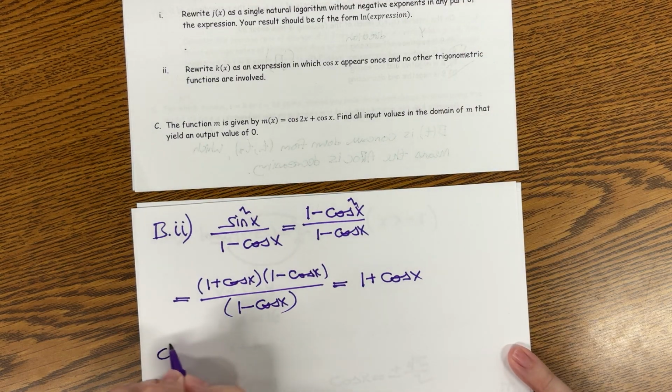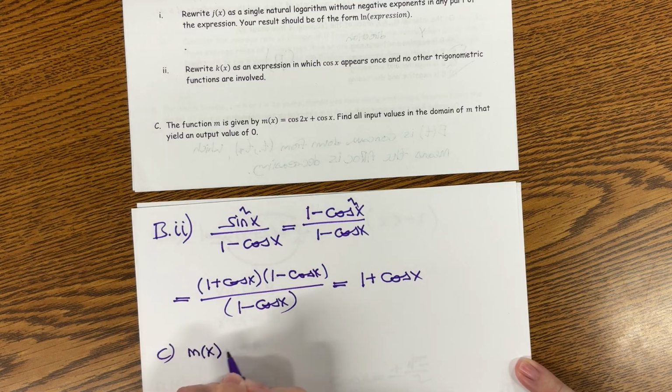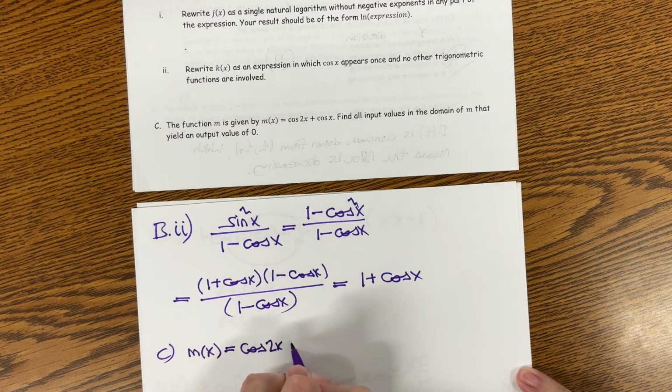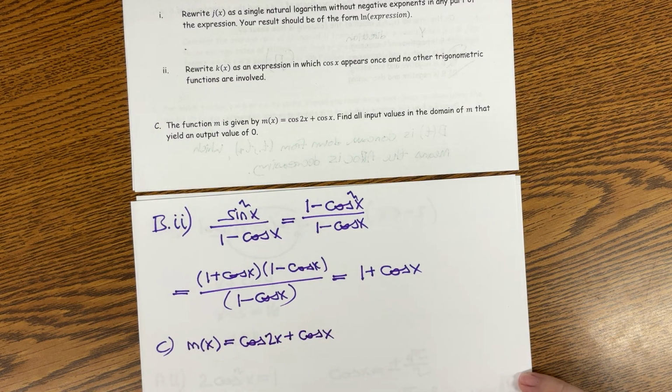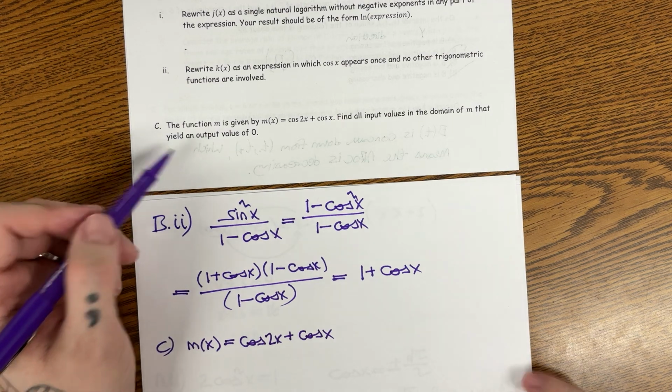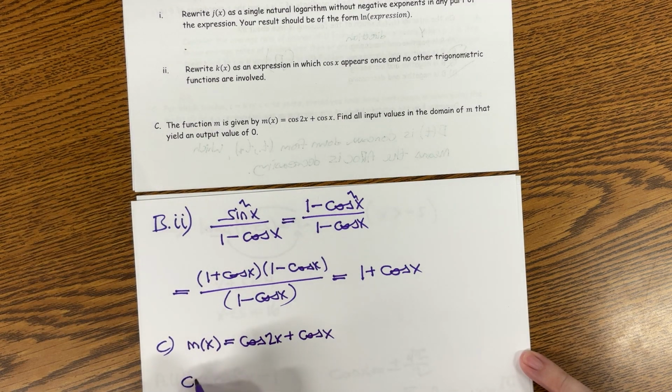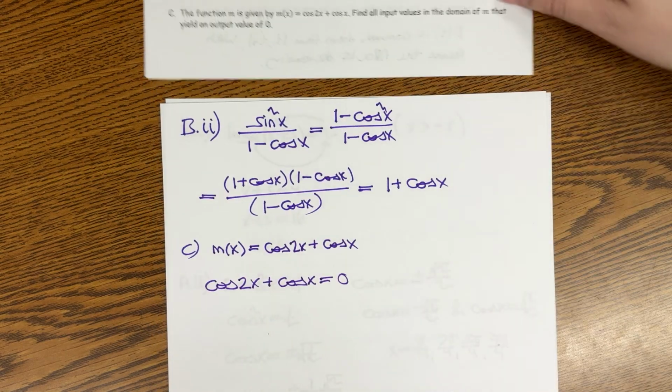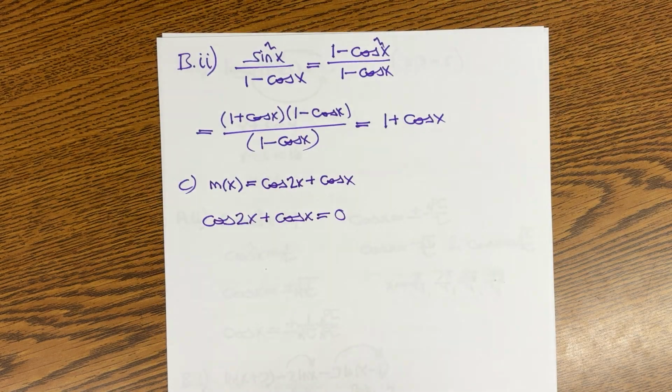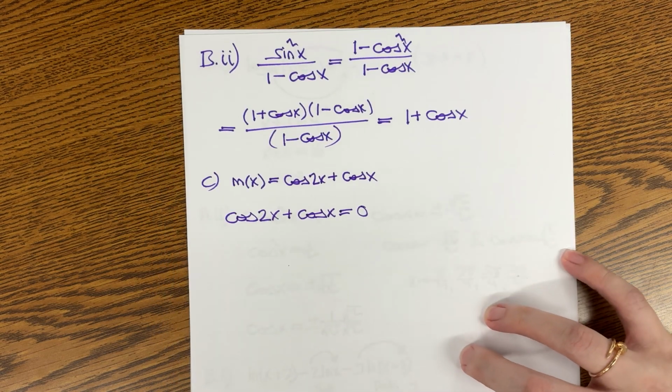So for C, I'm going to be given the equation m of x equals cosine of 2x plus cosine x. And then I want to find all the values that are going to give me an output value of 0. So I'm going to set this equal to 0. So cosine of 2x plus cosine x is going to be equal to 0. So once again, no values or anything are going to be given to you. You just got to know your trig identities.